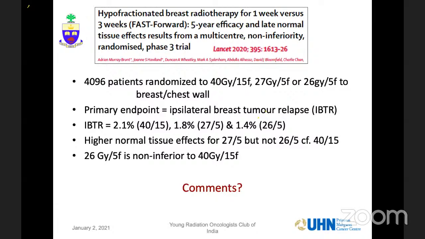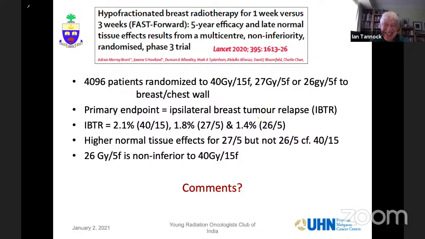That said, this fractionation practice has become more or less standard of care in the UK, I believe, after this recent COVID epidemic. It won't be in the States because they charge by the fraction. Yes, so that is a different thing altogether.